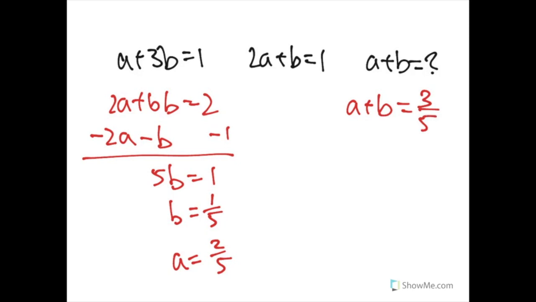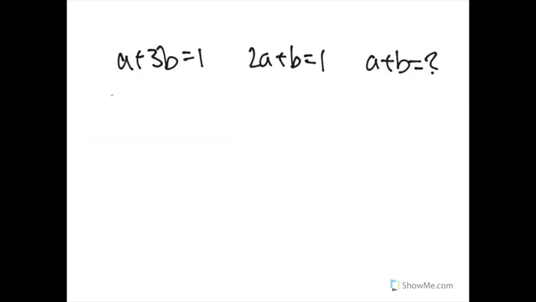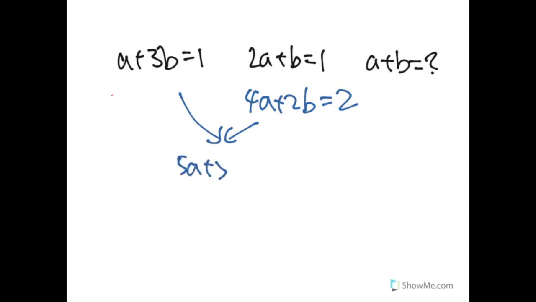But of course, there is a cleverer way to find a plus b without finding a and b individually. We can simply double the second equation to 4a plus 2b is equal to 2. Then we add the two equations together to get 5a plus 5b is equal to 3, and so a plus b is equal to 3 over 5. As you can see, this is much quicker, but it requires some intuition and insight. Since a plus b, or log of xy, is what we want to find, 3 over 5 is our final answer.